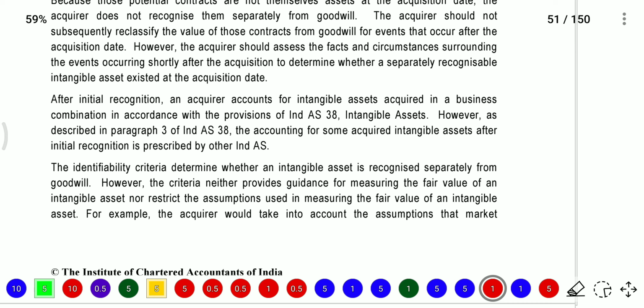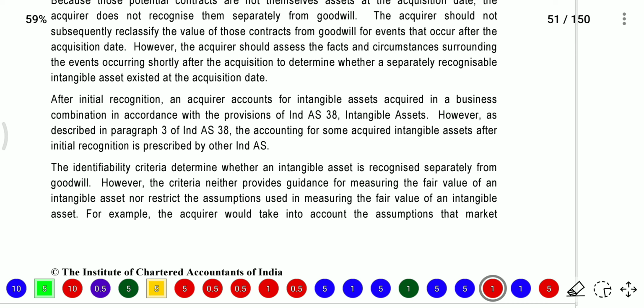So firstly, as per Ind AS 103, it will deal with business combination. If it has recognized any intangible asset, it will be subsequently accounted for as per Ind AS 38. In Ind AS 38 we can see that if you have any goodwill, we need to do the impairment test every year. It is mandatory, even though you do not have any indications, we need to test for impairment if you have any goodwill.